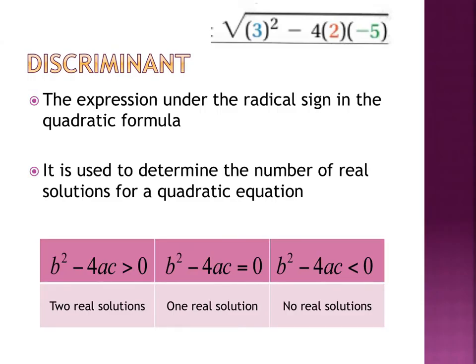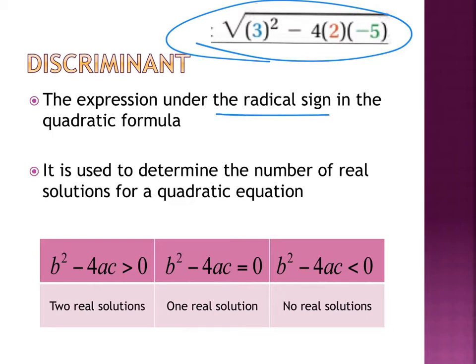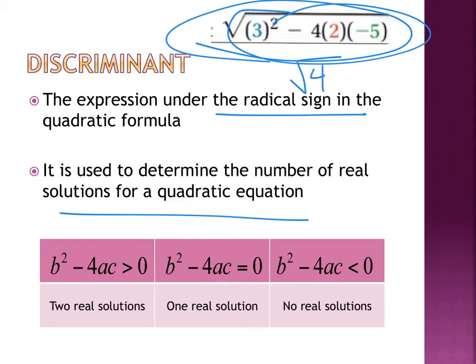Now, there's another term here we have called discriminant. So if you recognize the quadratic formula, everything under the square root is called the discriminant. So again, it's the expression under the radical sign. It's used to determine the number of real solutions. So in our last example, when I worked all this, that ended up being the square root of 49. So the 49 is the discriminant. And whatever that number is, if it's bigger than 0, there's two solutions. So that's this one.